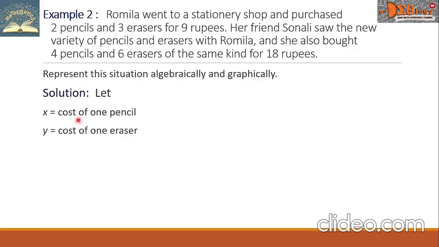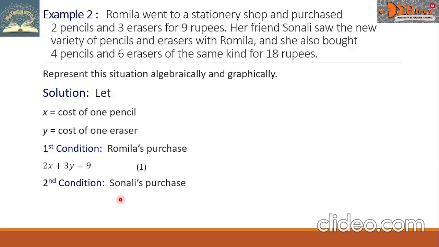We let x be the cost of 1 pencil. We let y be the cost of 1 eraser. So the first condition is Romila's purchase. Romila purchased 2 pencils and 3 erasers for 9 rupees. So we write here 2x plus 3y equals 9. This is now our equation 1.